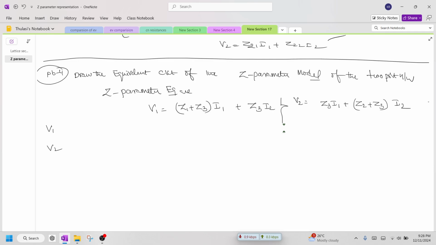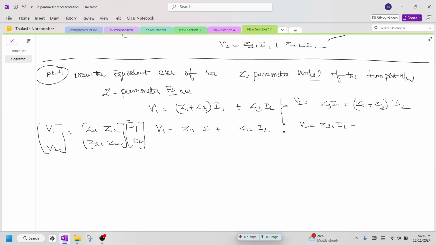So when you want to write down in standard format, just remember this equation: [V1; V2] equals [Z11, Z12; Z21, Z22] times [I1; I2]. So what are the standard equations? V1 is equal to Z11 I1 plus Z12 I2. Next is V2 is equal to Z21 I1 plus Z22 I2.